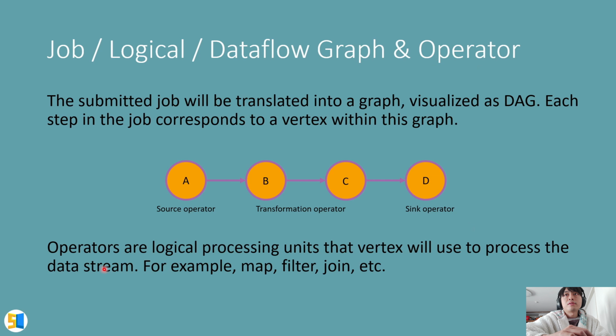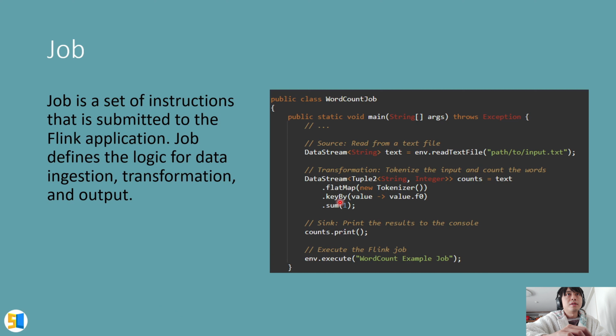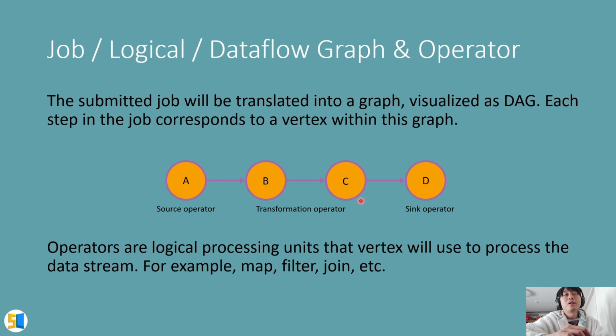And what are operators? Operators are logical processing units that a vertex uses to process the data streams, for example to map, to filter, or to join the data. There are types of operators: source operators that handle sources, sink operators that handle sinks, and transformation operators that handle how to transform the data. For example, this is an operator of transformation, which in this case is a flat map using some kind of tokenization.